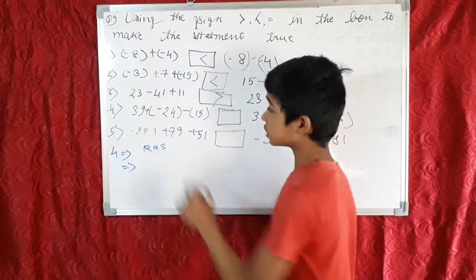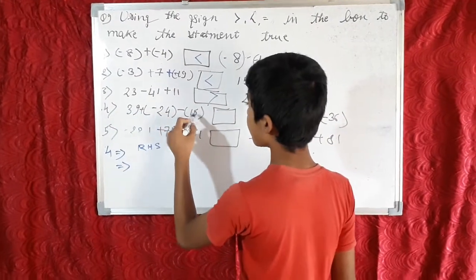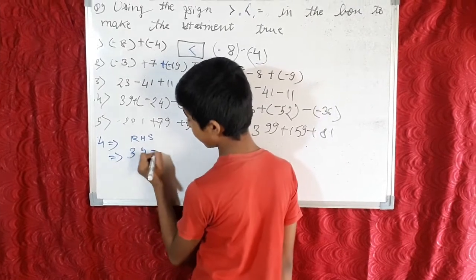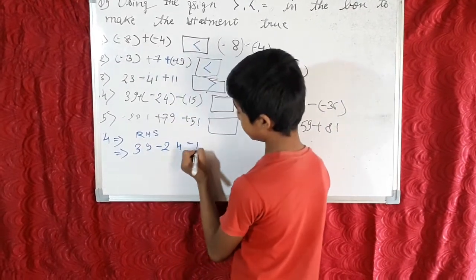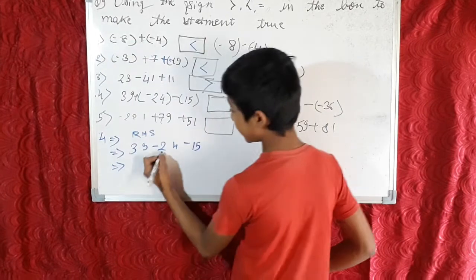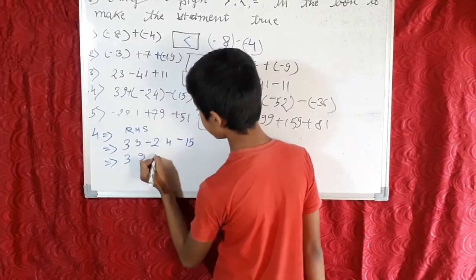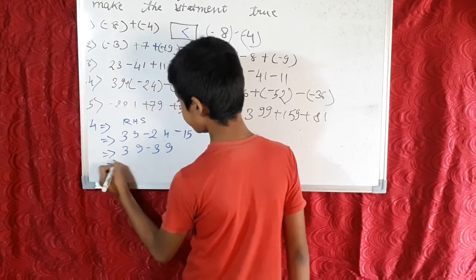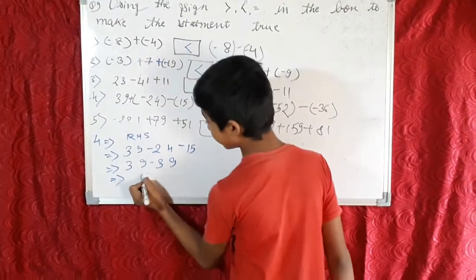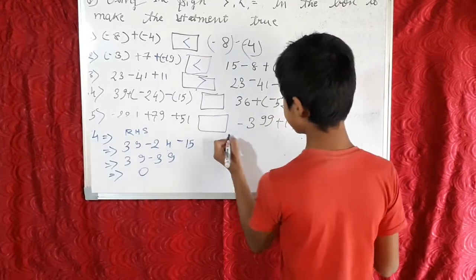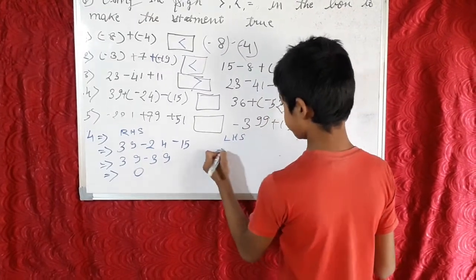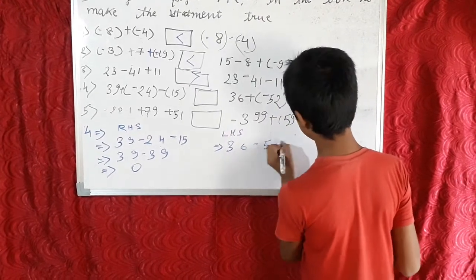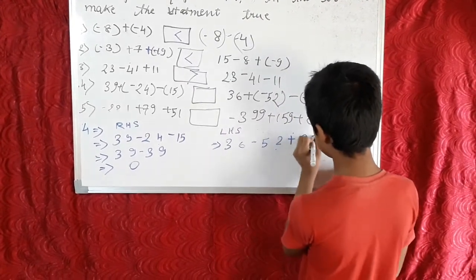What is the fourth question? 39 plus minus 24 minus 15. So it will be 39 minus 24 minus 15. Minus becomes plus, so 24 plus 15 is 39, and 39 minus 39 is 0. Now we go to the other side: 36 plus minus minus 52, and minus becomes plus 36.